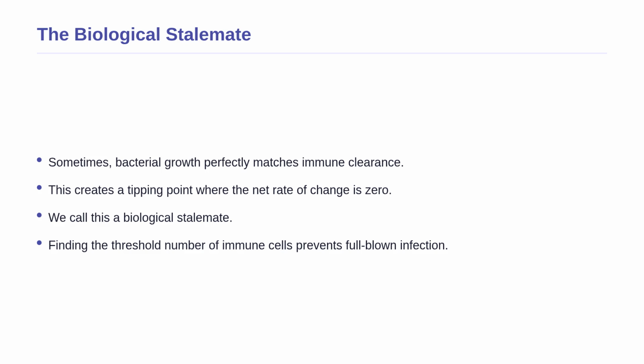By understanding this balance, we can determine the exact threshold number of immune cells required to halt an infection. If the body recruits fewer cells than this threshold, the bacteria will multiply and cause severe disease. Let us look at the mathematical condition for this stalemate.